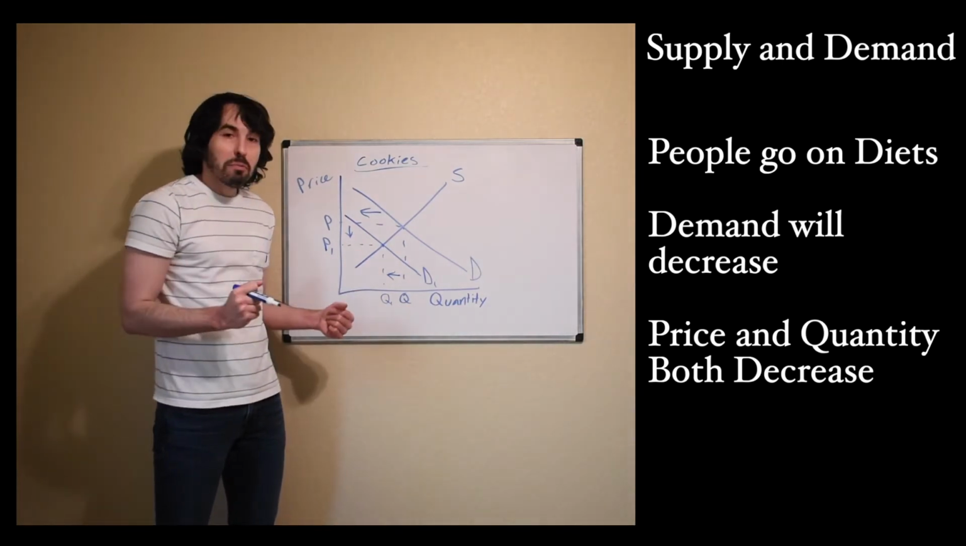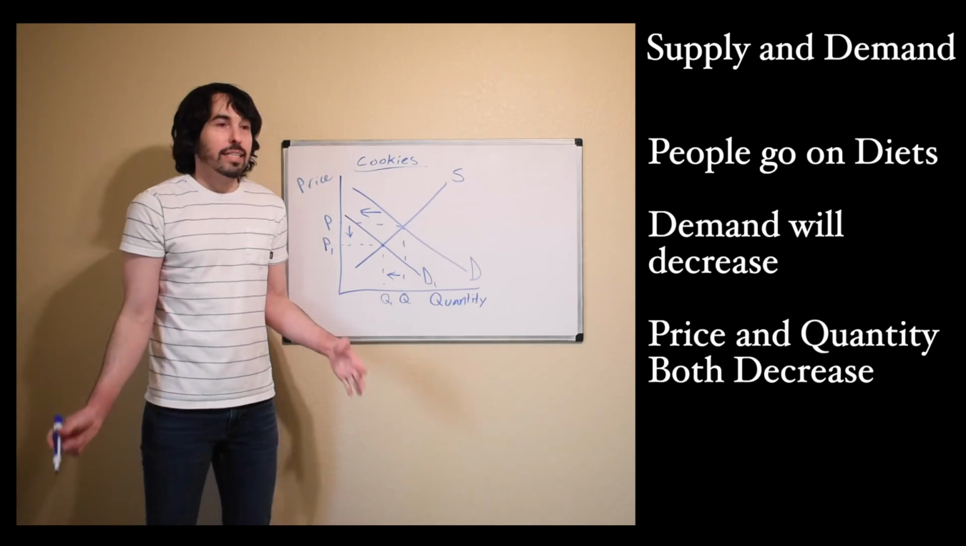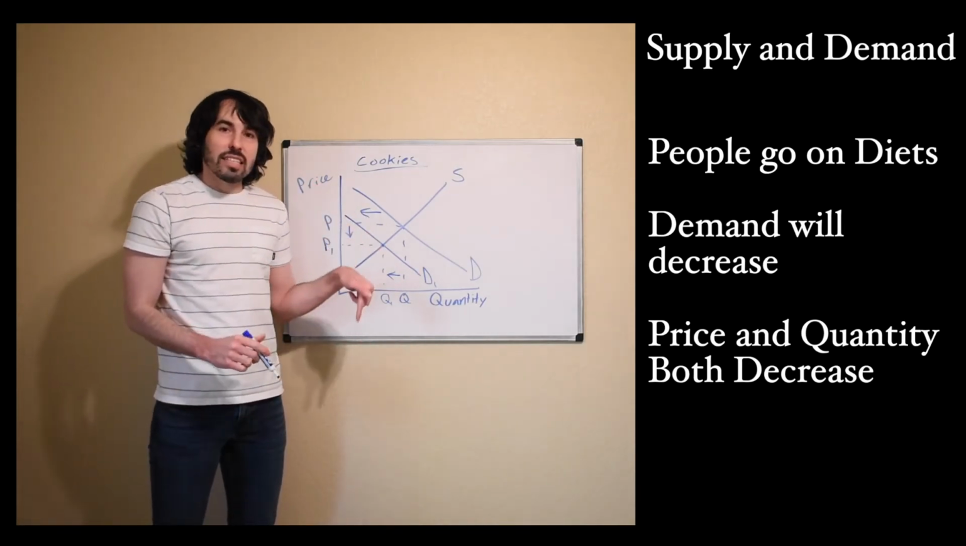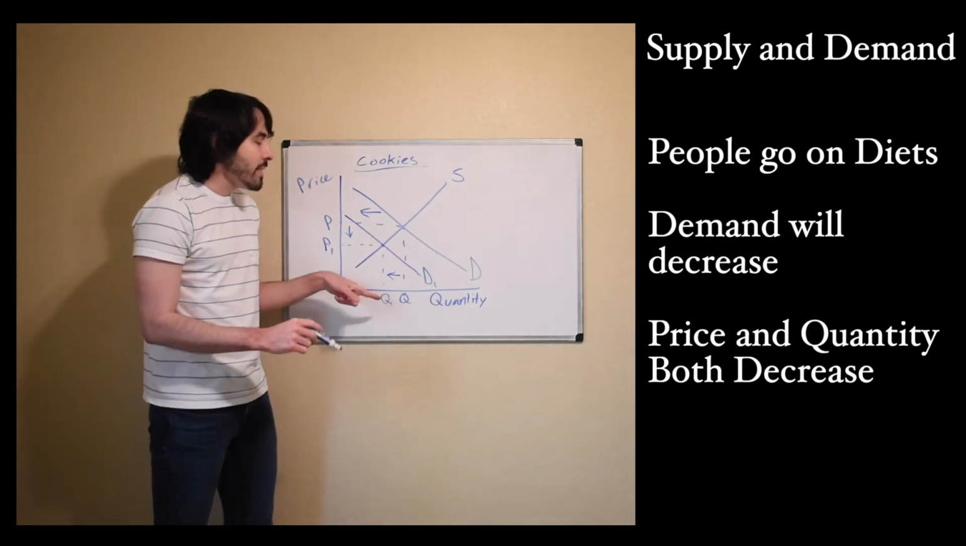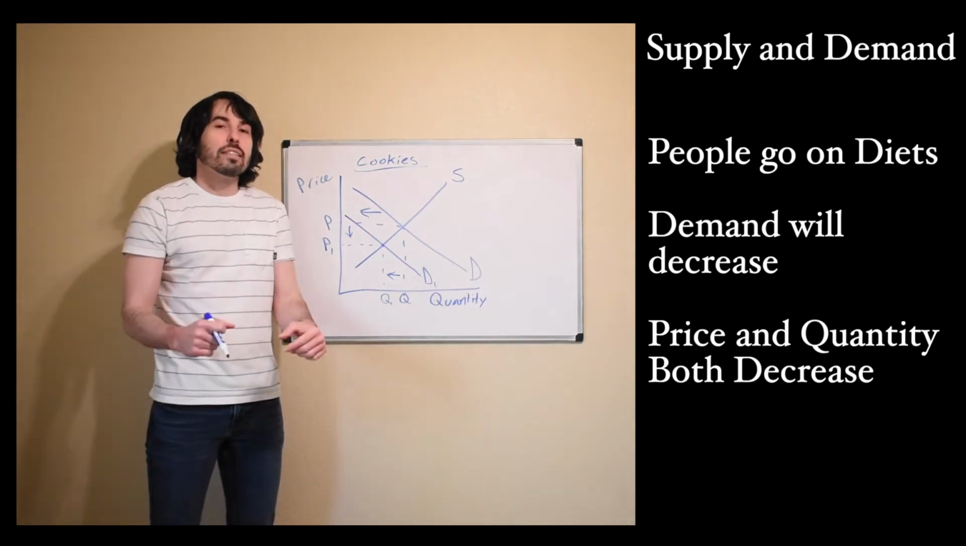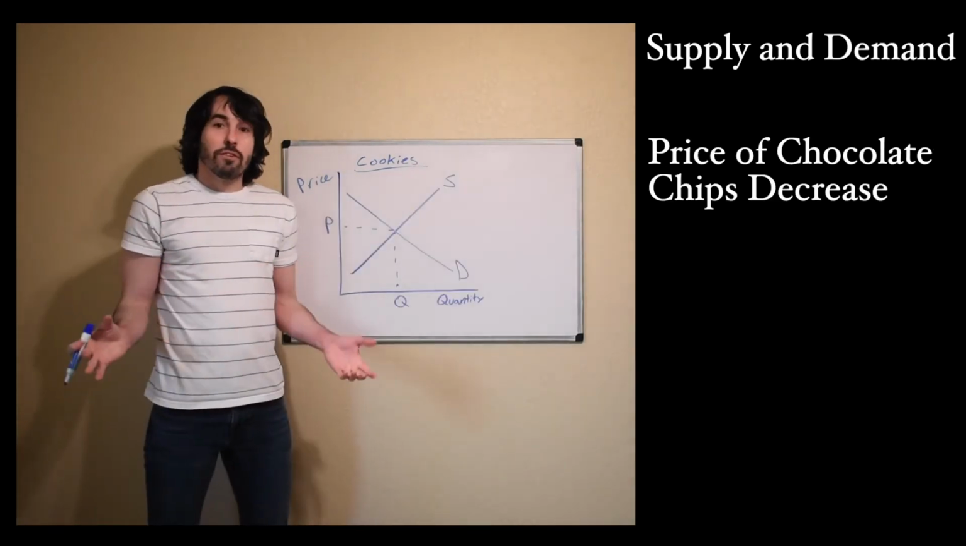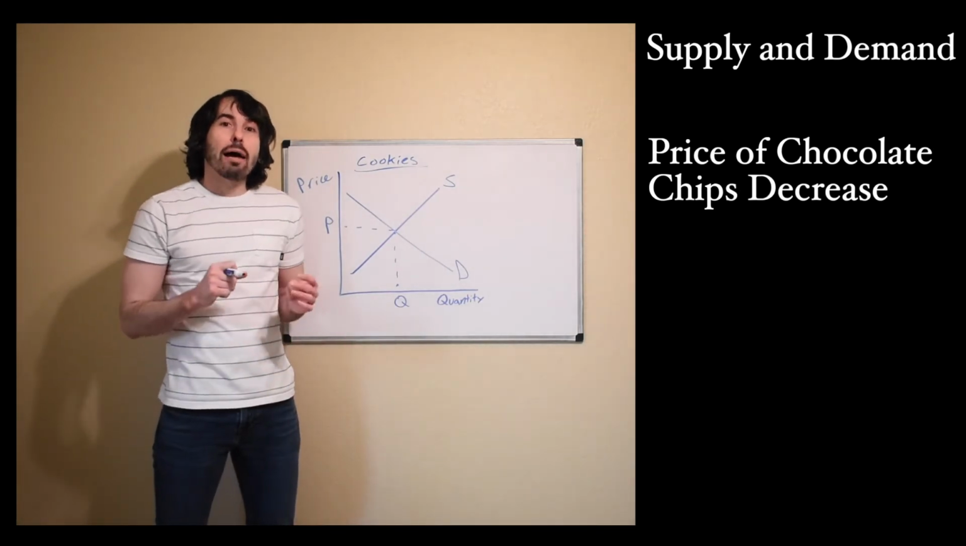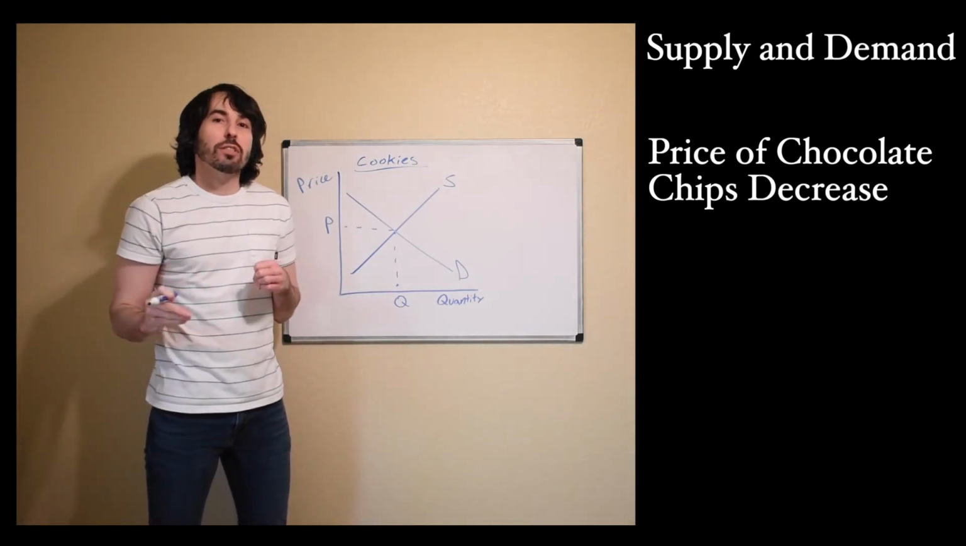So now that nobody wants to buy cookies because we're all on diets, the price of cookies is going to decrease. And the quantity of cookies sitting on the shelf, or the quantity of cookies being bought and sold, is going to decrease as well. For the next scenario, what happens if the price of chocolate chips changes?